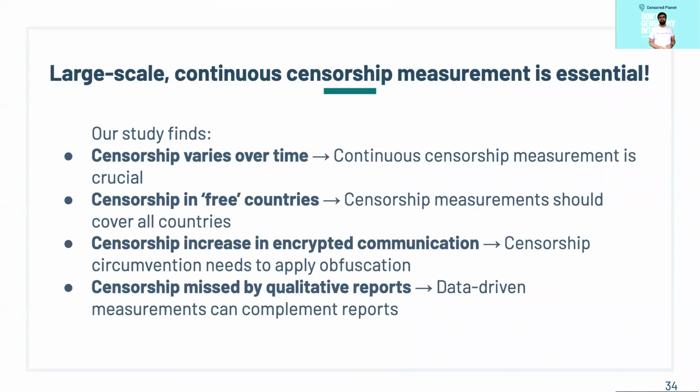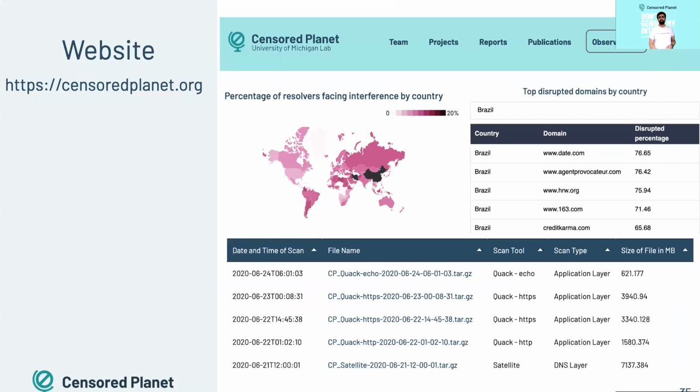To summarize, we find several interesting takeaways, including the fact that censorship varies over time and that censorship is common in countries previously thought of as free. This implies the need for global and continuous measurements that Censored Planet can provide. We also find that censorship of encrypted communication is increasing, which has implications for circumvention techniques.